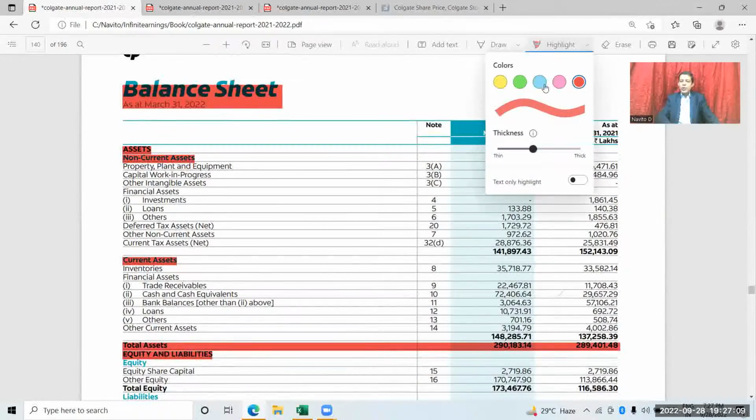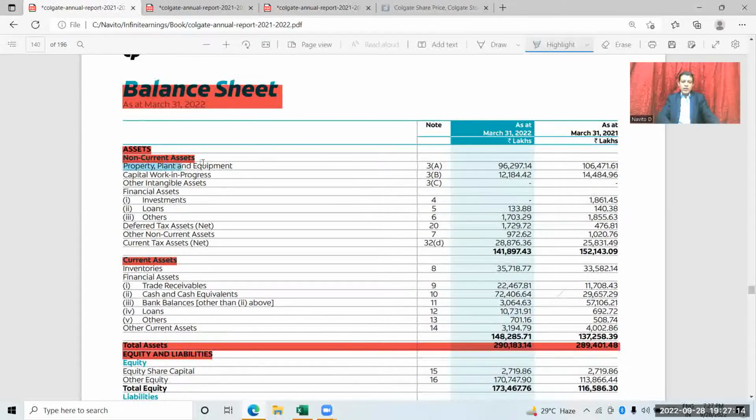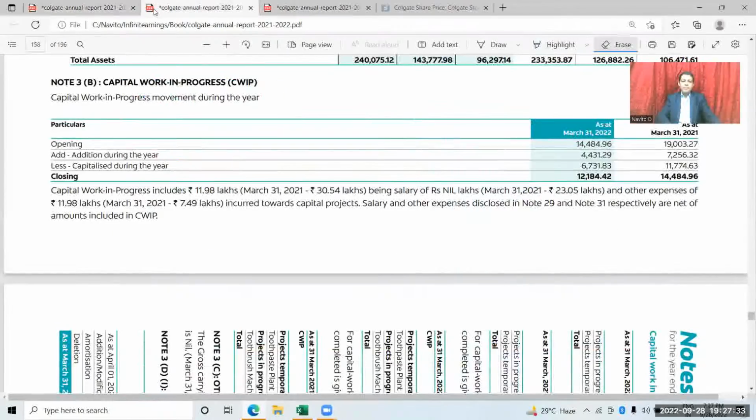So now let me bring out a different highlighter and show what are the parts of the non-current assets. So within non-current assets, you have property, plant, and equipment. So the total value carried by this property, plant, and equipment is 96297, and the details can be found in section 3A. So let us go quickly to 3A.